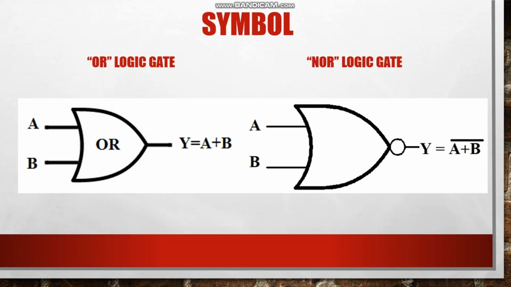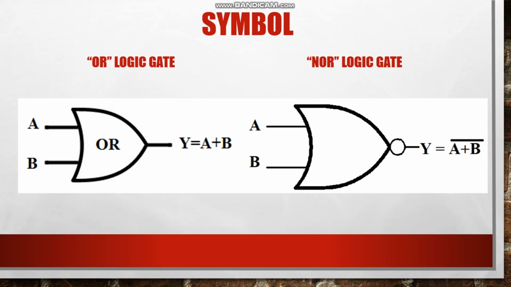Now, what do you mean by the term symbol? Symbol means the structure or how a thing looks like, that is called as a symbol. So towards left hand side you can see OR logic gate symbolic representation, and towards right hand side you can see the NOR logic gate symbolic representation. For both these gates I have taken two inputs.